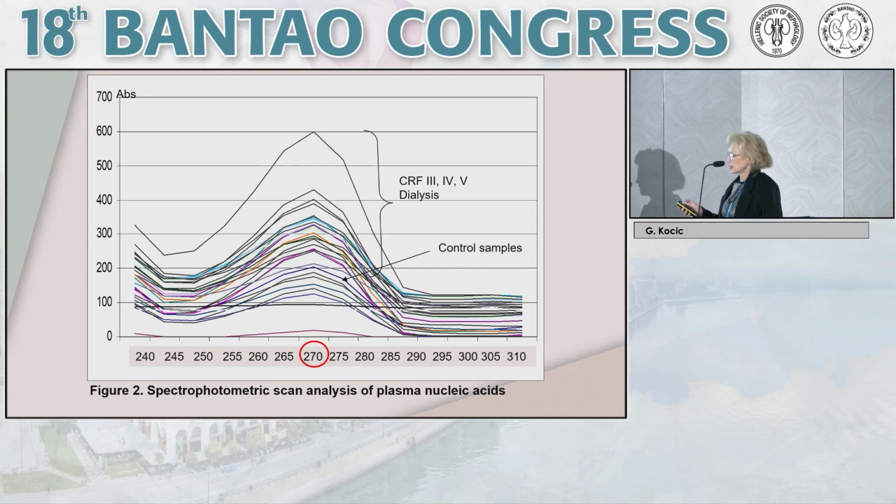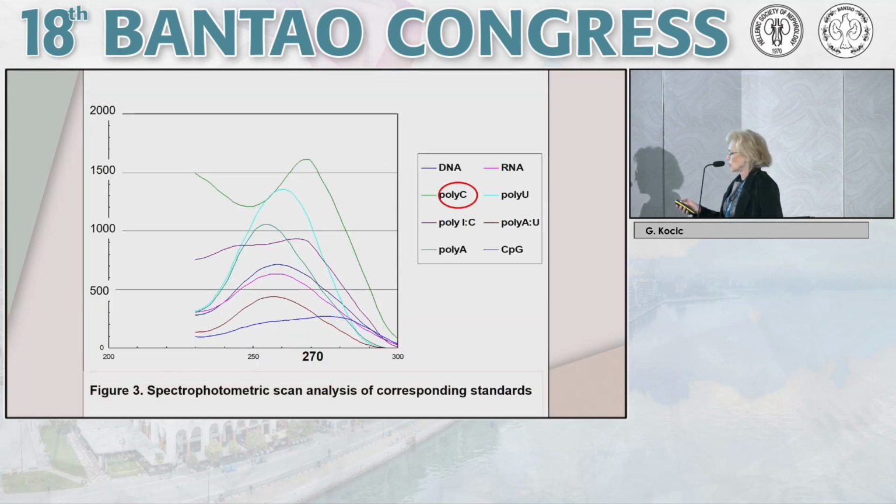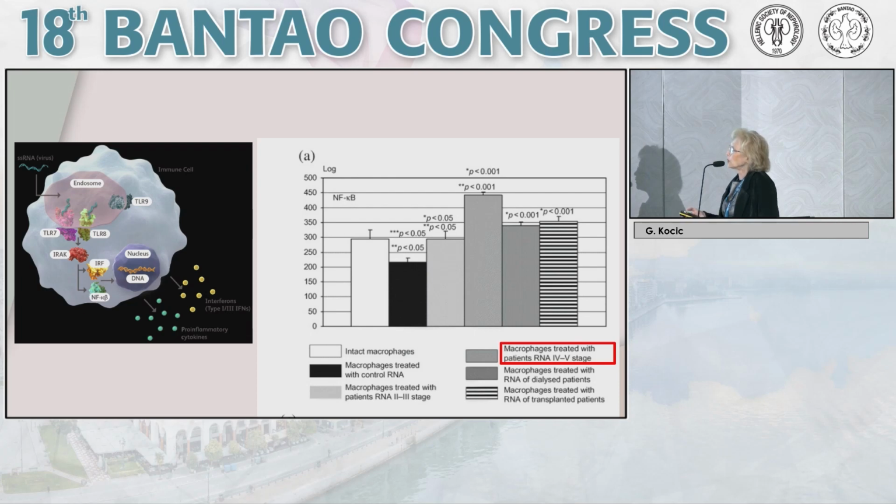When we studied the spectrophotometric scan analysis of these nucleic acids, we found that they have different concentrations but similar characteristics, because the peak of their concentration was at 270 nanometers, which corresponds to the poly C. They are very rich in cytosine. And now we can see shortly our results.